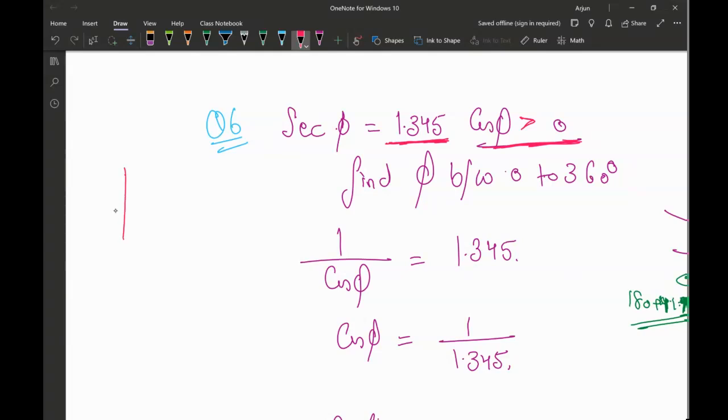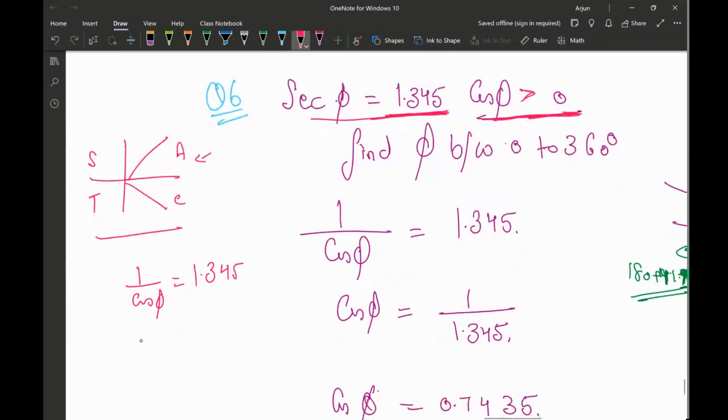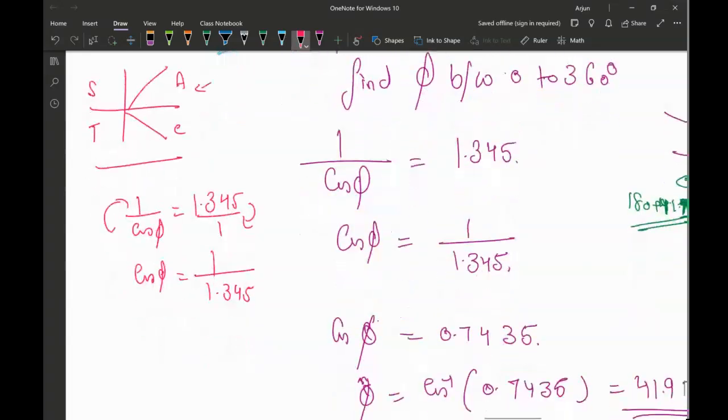So in which quadrant is cos positive? Cos is positive in the first and in the fourth quadrant. So I use CAST. Cos is positive in these two quadrants, and secant is a positive value. So I can write secant as 1 upon cos of phi, which is equal to 1.345, and then you can reverse the position: cos phi equals 1 upon 1.345. So you're flipping them by placing 1 on the bottom.